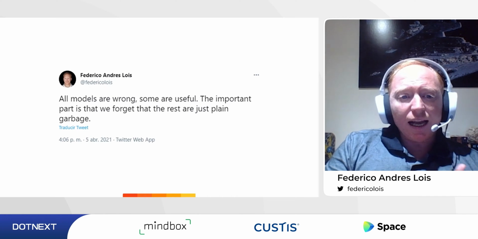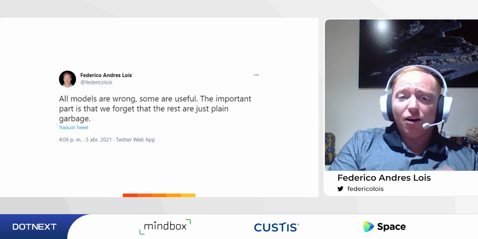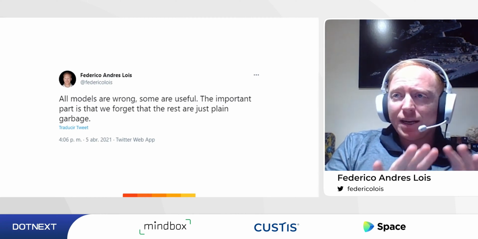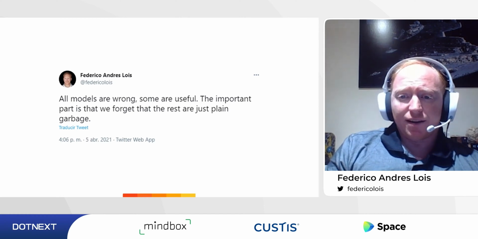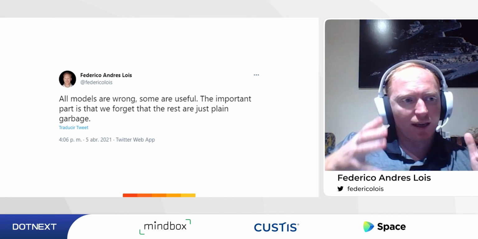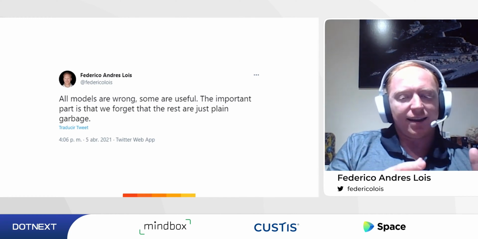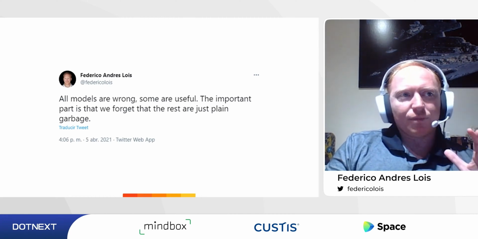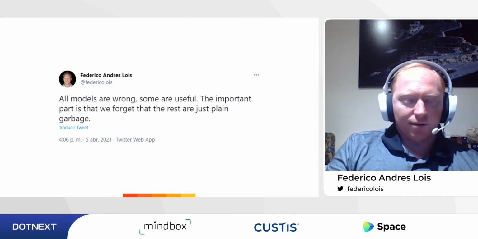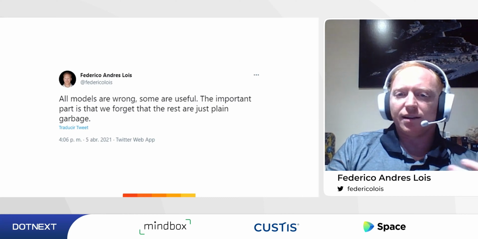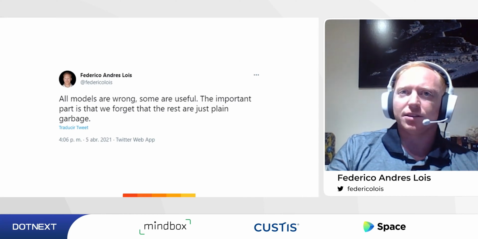So one important thing here is, well, all models are wrong. Some are useful, but the most important takeaway here is that the rest are garbage. Because if you cannot input the right data in there, you're doing it wrong. The questions may be awesome, may be very descriptive, but if the data is wrong, it's bad. You're going to get something that doesn't reflect life, that doesn't reflect what you actually want to model.